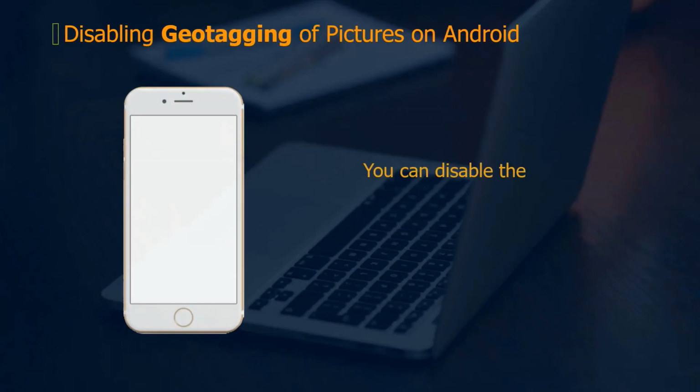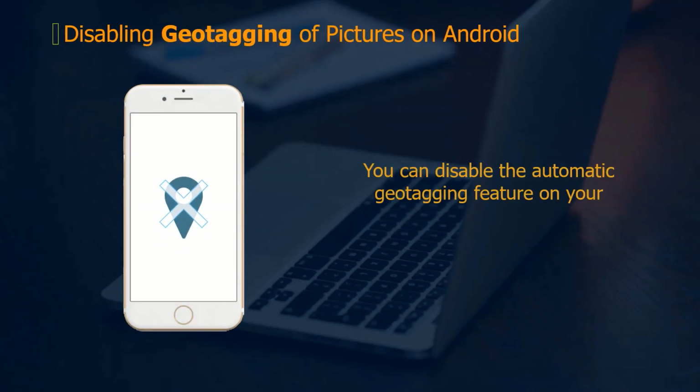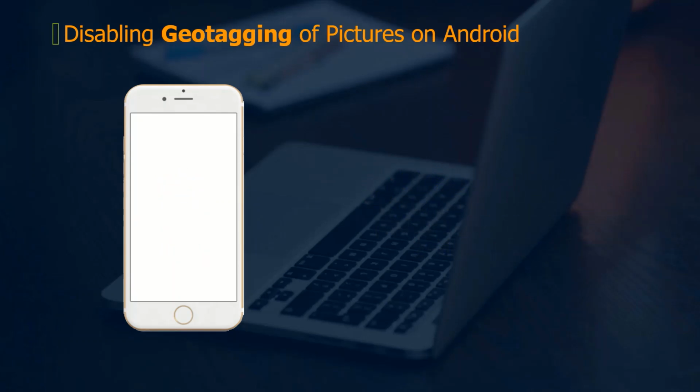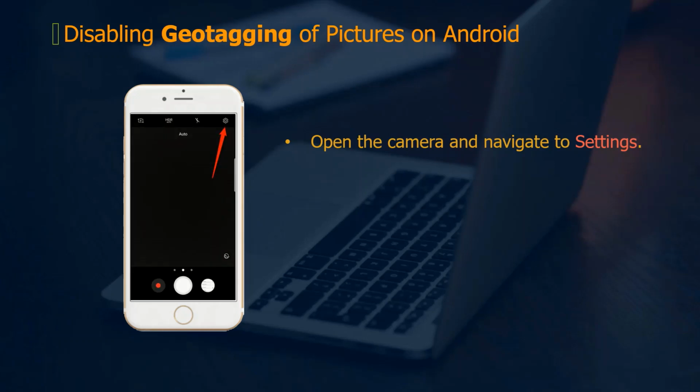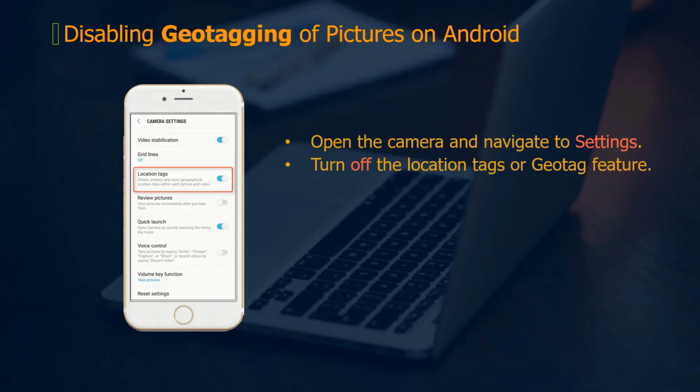You can disable the automatic geotagging feature on your Android device. To do this, you have to navigate to the camera settings screen. On that screen, you have to turn off the location tags or geotag feature. You can turn this feature on later if you want.